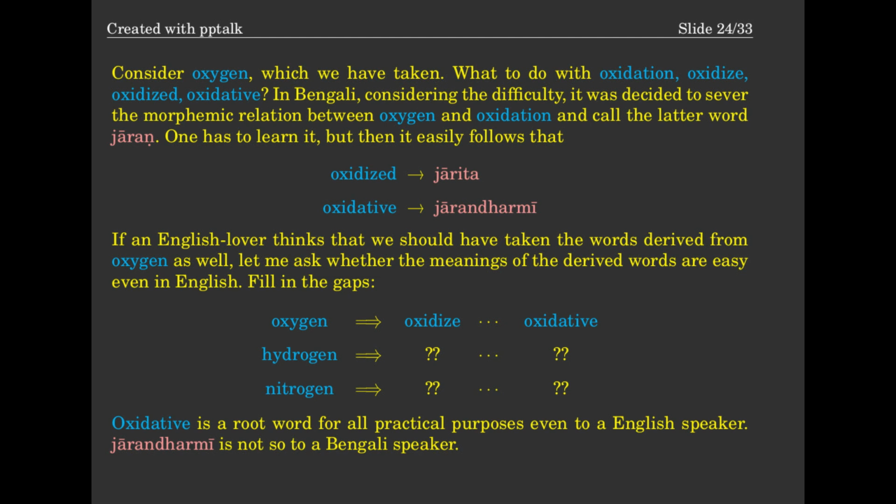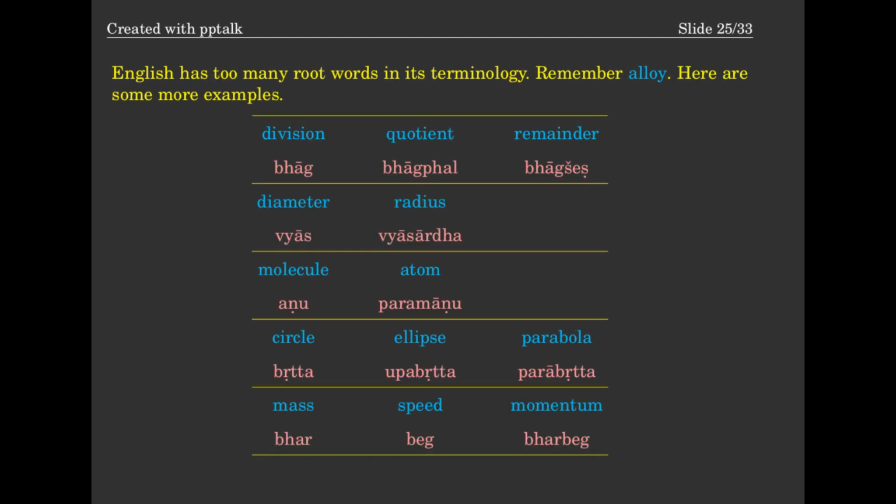The point is, these morphemic changes are happening not with morphemes of English. Oxidative is a root word for all practical purposes, even to an English speaker. Jarondharmi is not so to a Bengali speaker. Once the Bengali speaker understands Jaron, Jarondharmi is obvious. It need not be explained at all. Now, the problem is English has too many root words in its terminology. You remember the example I gave with alloy, which in Hindi was Mishra Dhatu.